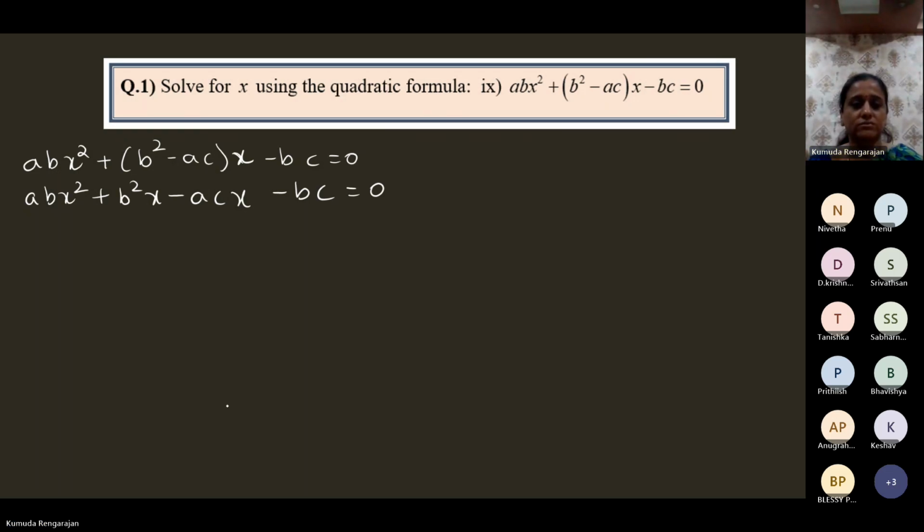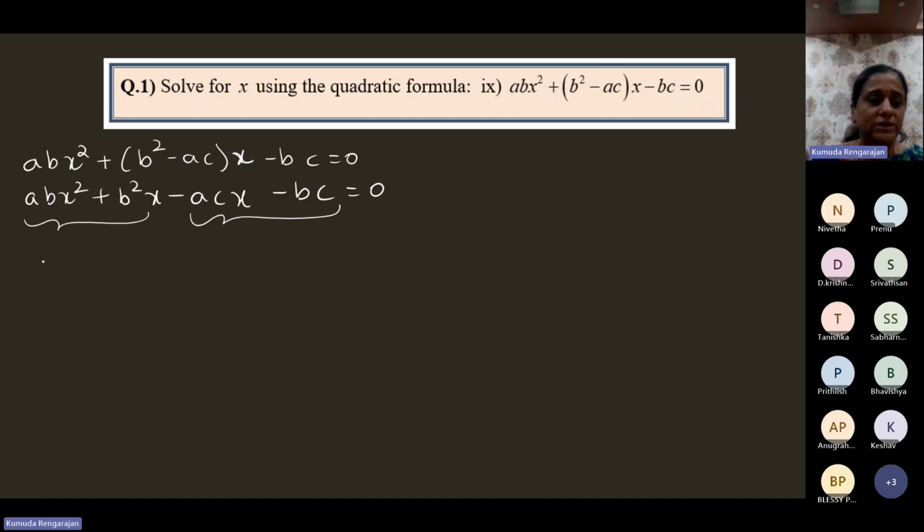Now, we discussed this in the last class. When there are 4 terms with one x square term, 2 x terms, and a constant, that is a term that does not have x or x square, you can proceed to factorize by grouping. So group the first 2 terms and the last 2 terms.